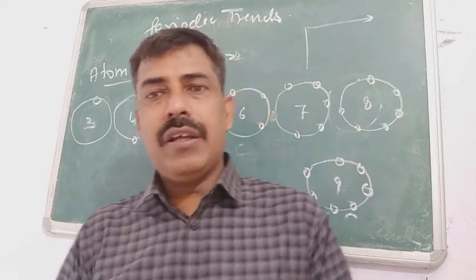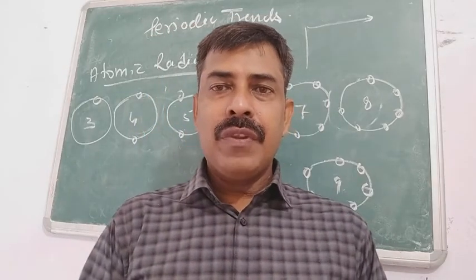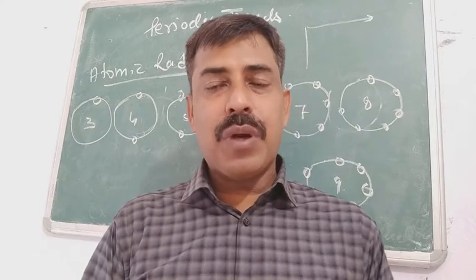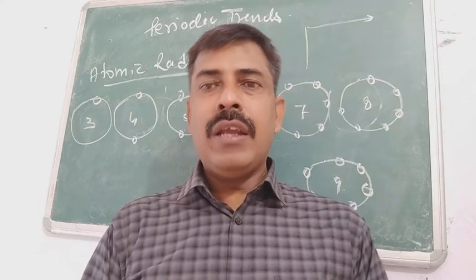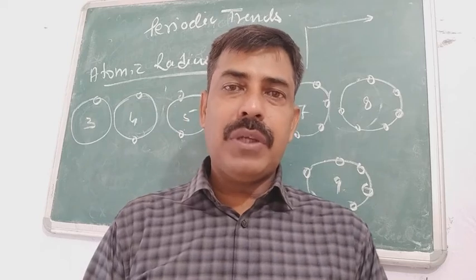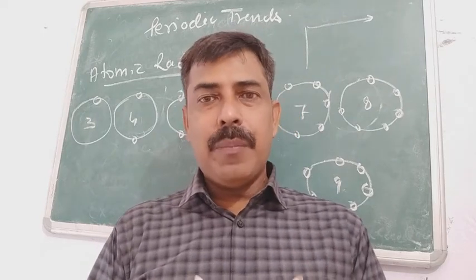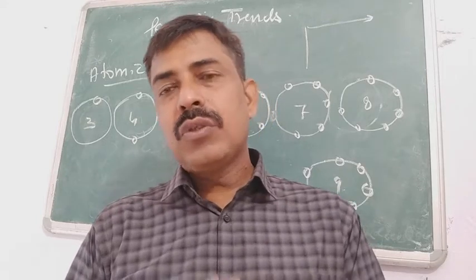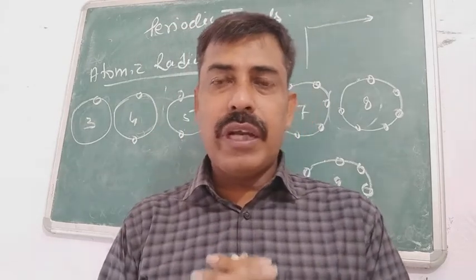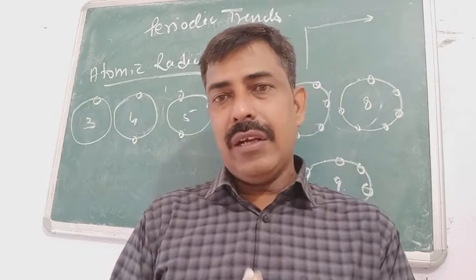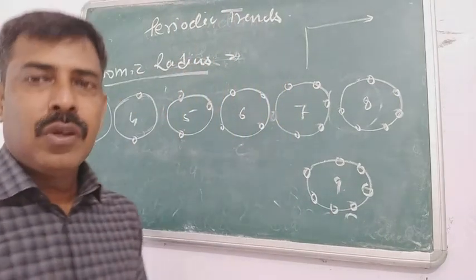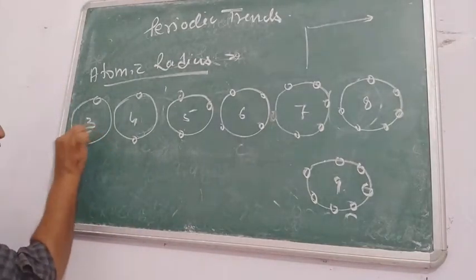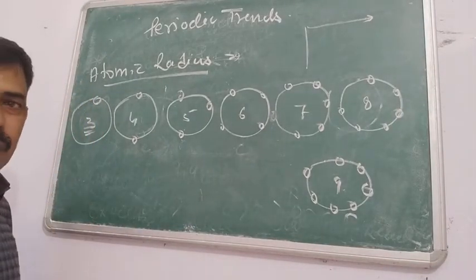So we are starting with the period, how the atomic radius varies through the period, that means moving from left to right. Here we are taking the example of the second period, that is lithium, beryllium, boron, carbon, nitrogen and oxygen. We will discuss the atomic radius and its trend in the periodic table. We are starting with lithium, having atomic number 3 and only one electron in the valence shell.